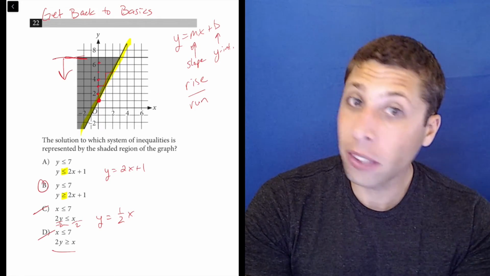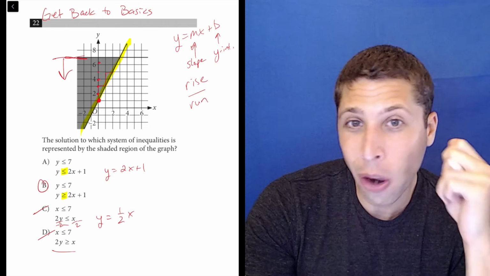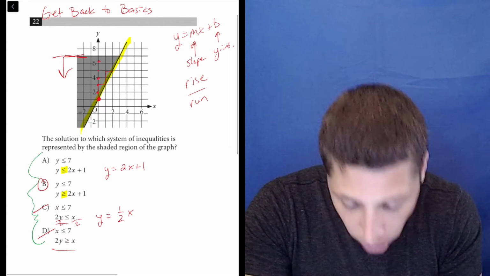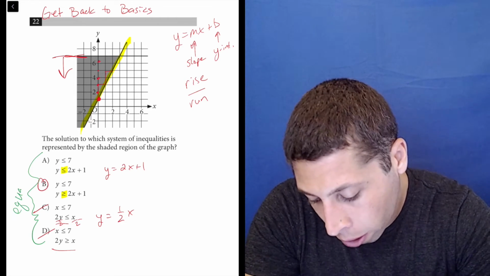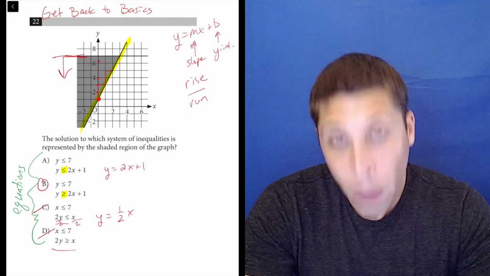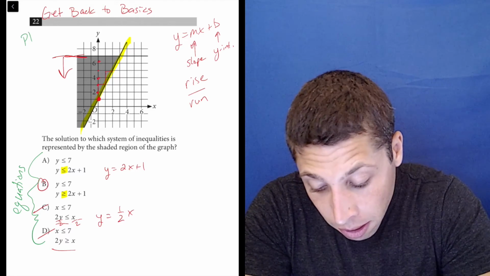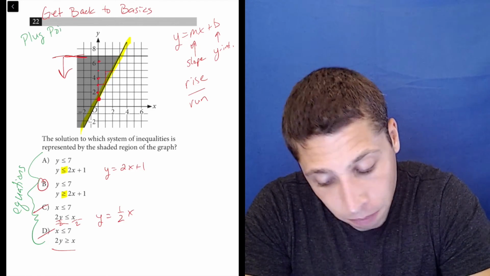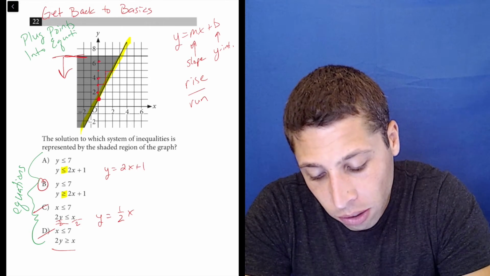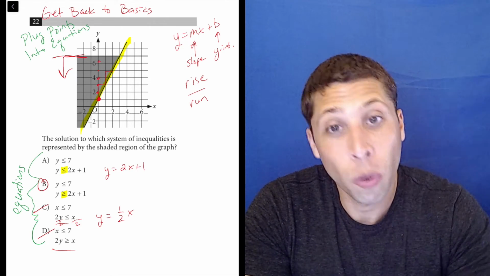So if you're ever unsure about what's going on, again, you don't really have an excuse here because you're supposed to recognize that all of these choices are equations. And what do we want when we have equations? We want points because we know that our most useful strategy is to plug points into equations. So what points do we plug in?